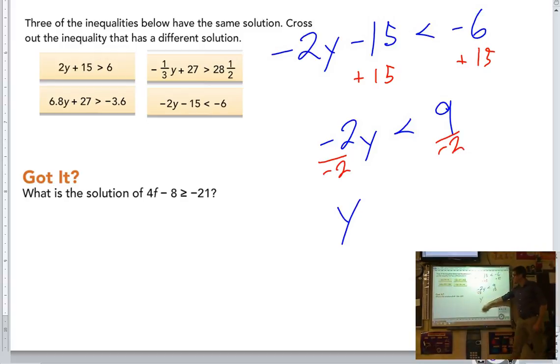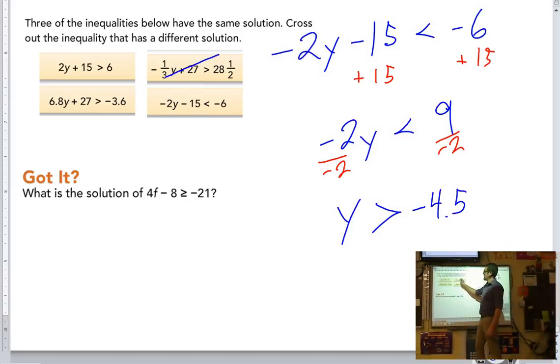We get y. Now what happens, Brandon, what happens since we divided by the negative? The inequality flips. We have our greater than, which is what we wanted. When I do this division, we get negative 4.5. That matches the first three. So this guy is our different solution.